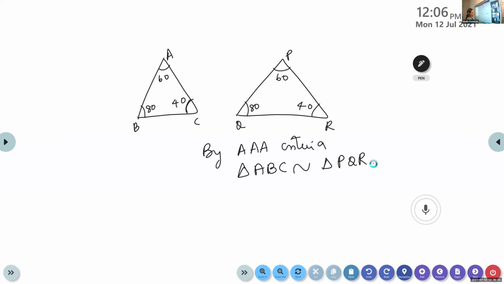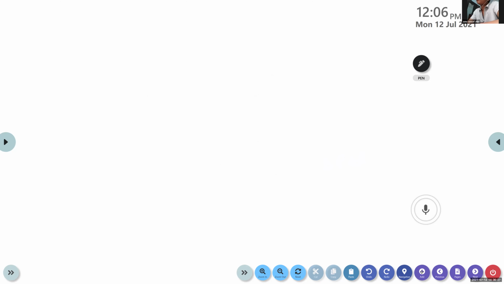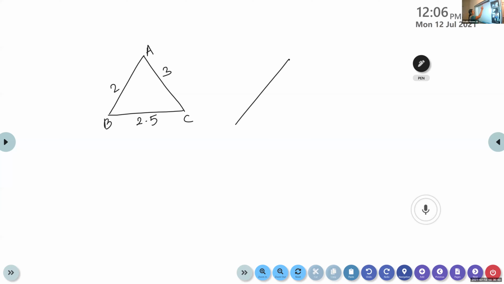Now write the next question. Okay, write the next one. This type of question will be asked for MCQ also.